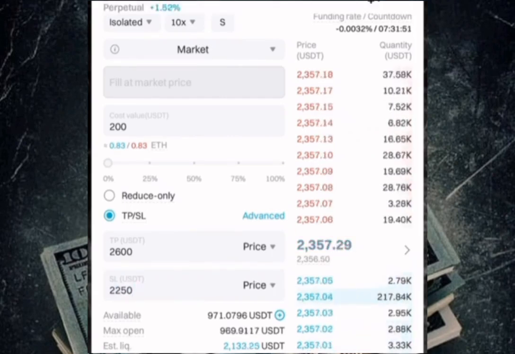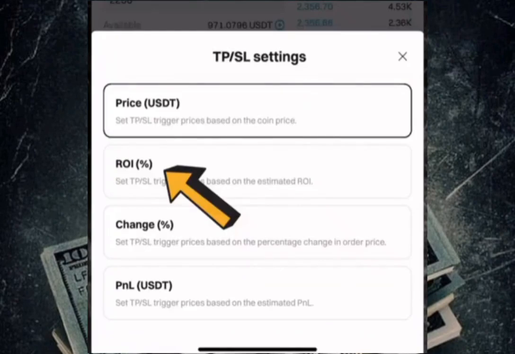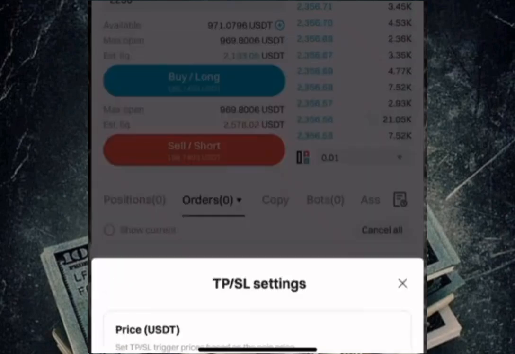But let's say, for example, you don't want to enter your take profit and stop loss with the price. You want to enter it in percentage. That is the percentage you want to make and the percentage you are willing to risk. Just come right here to where you have price. This price right here, click on it and click on ROI. That is the percentage you want to make.